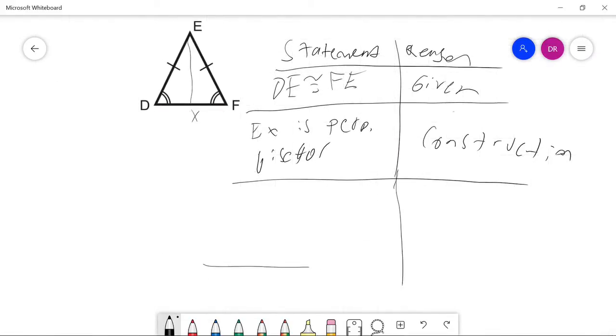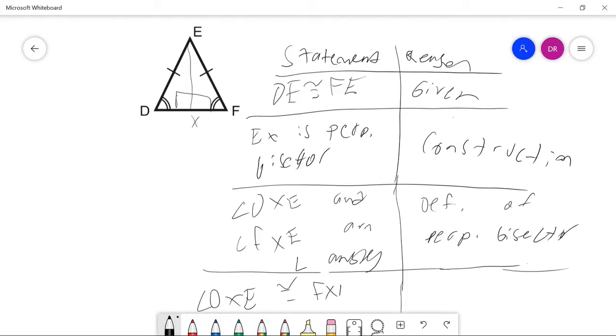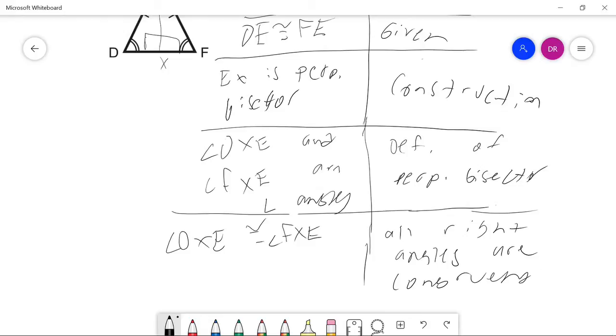And then we can say that these two angles are right angles. So angle DXE and angle FXE are right angles. Reasoning being definition of perpendicular bisector, because a perpendicular bisector creates perpendicular angles. And then we can say angle DXE is congruent to angle FXE. Reasoning being all right angles are congruent. All right angles are congruent.